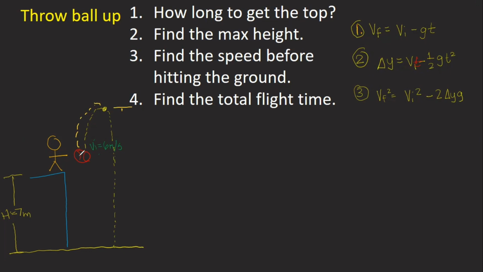Now, what I want to highlight here is that when you throw the ball up, you didn't just release it. So therefore, we already have the value of the initial velocity. For instance, in our given, the initial velocity is 6 meters per second. So that's the initial velocity. And now, the height here with respect to the ground is 7 meters.